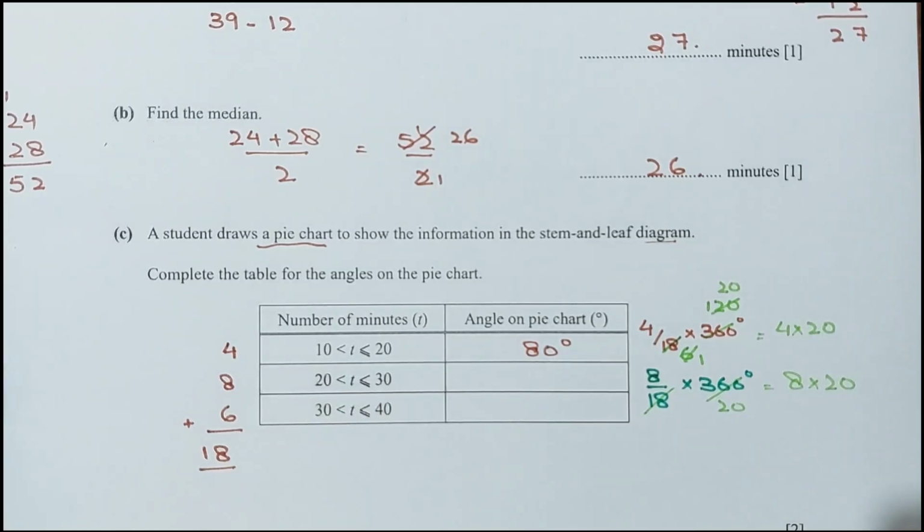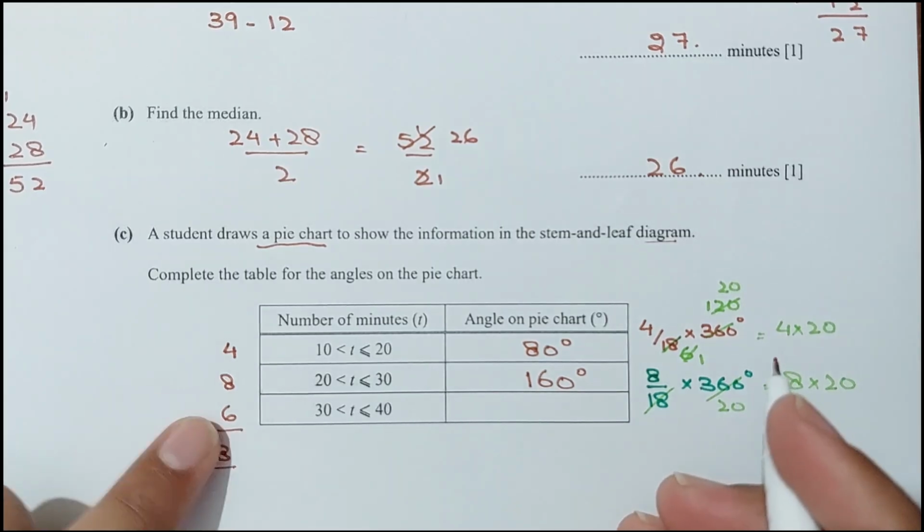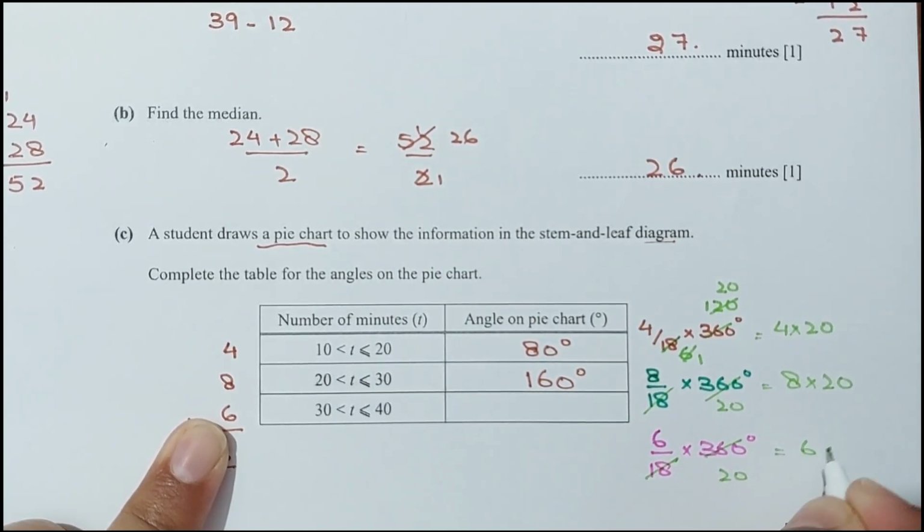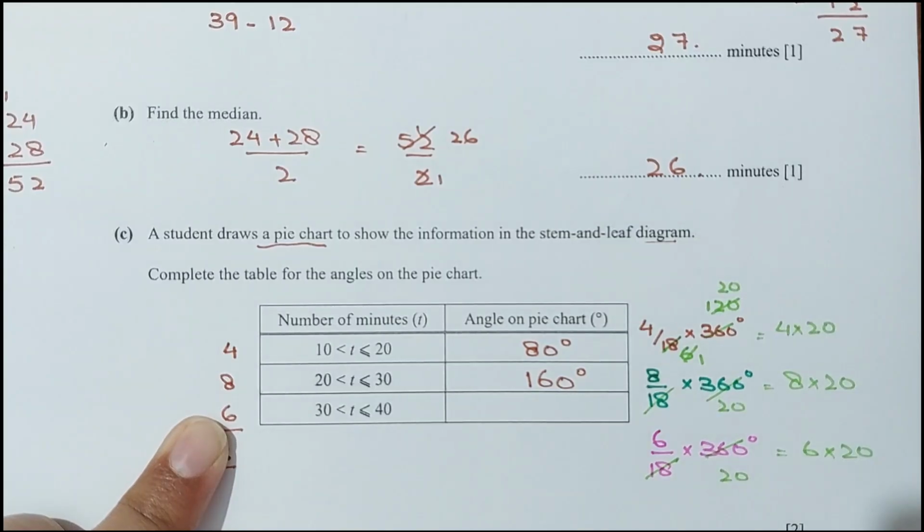2 times 8 is 16, and we have 0, which is 160 degrees. All right, now the last one: the frequency is 6 out of 18, multiplied by 360 degrees. The same thing we have to do. 18 into 360 is 20. And what is 6 times 20? 6 times 2 is 12, and 0, which is 120 degrees. These are the pie chart sector angles. When we add them up, our sum is 360.